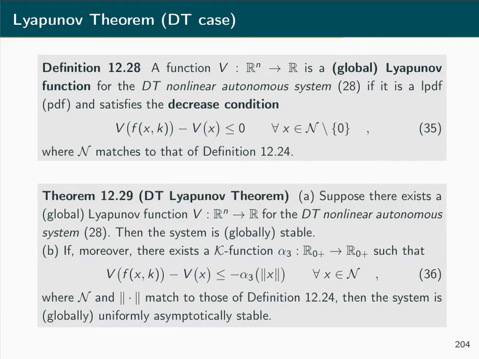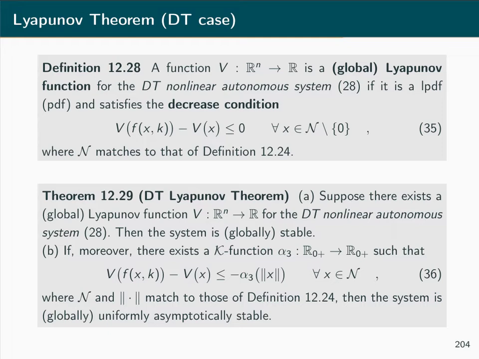Theorem 12.29 now represents the discrete time Lyapunov theorem, and it states that: A. Suppose there exists a Lyapunov function for the discrete time nonlinear autonomous system, then the system is stable. If the Lyapunov function is a global Lyapunov function, then again the system is globally stable.